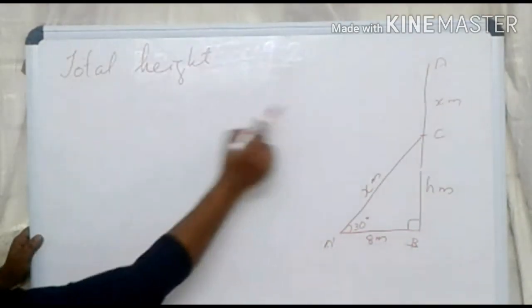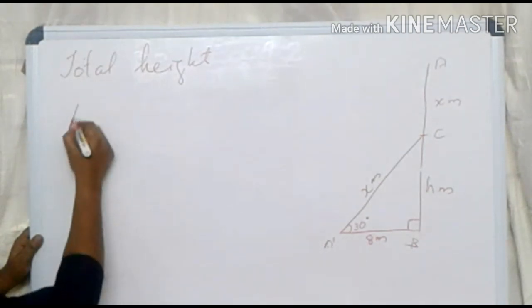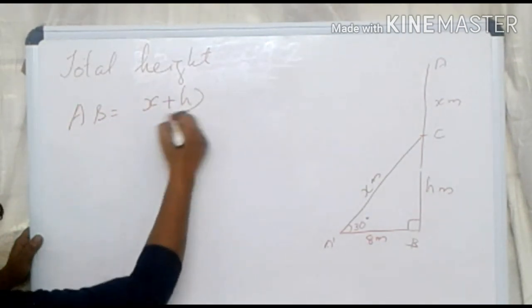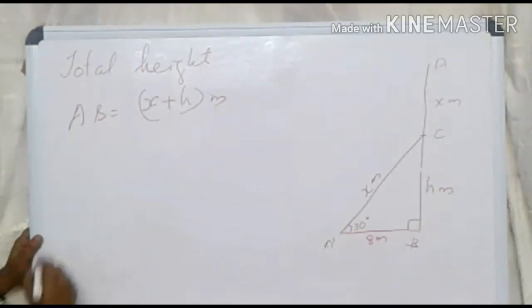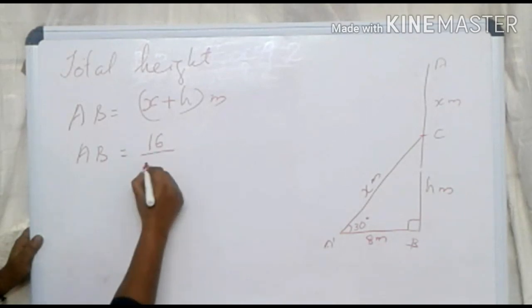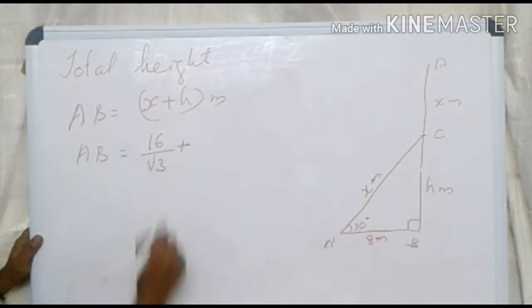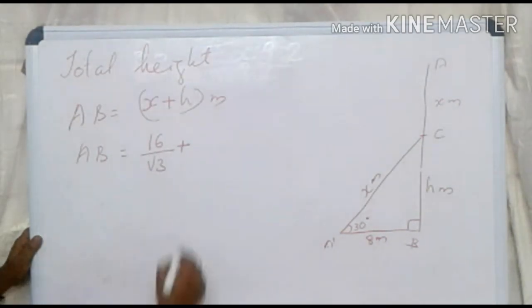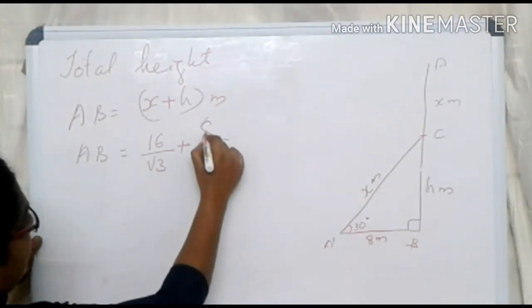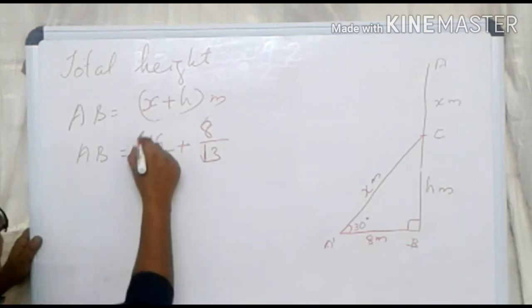For the total height, what is total height? AB. AB is equal to x plus h meter. We got the value of x. What is the value of x? x is equal to 16 by root 3. What is the value of h? h is equal to 8 by root 3 meter.